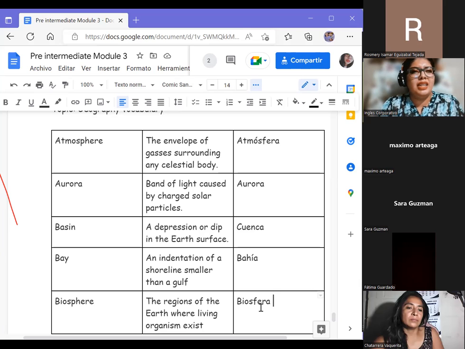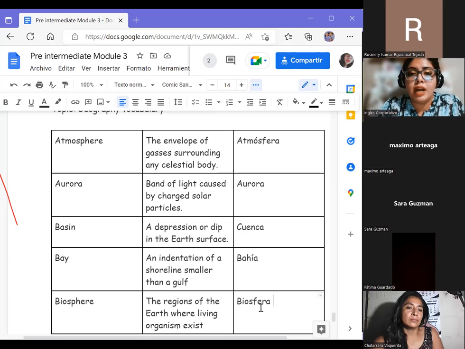You may think that in which cases we are going to use this vocabulary, but in everyday communication, sometimes you have to talk about Earth, or the universe, or some topics related to geography. So in that case, it's necessary that you have this kind of vocabulary, because you don't know in which cases you are going to use these words. So you are going to have the previous knowledge of this kind of vocabulary.